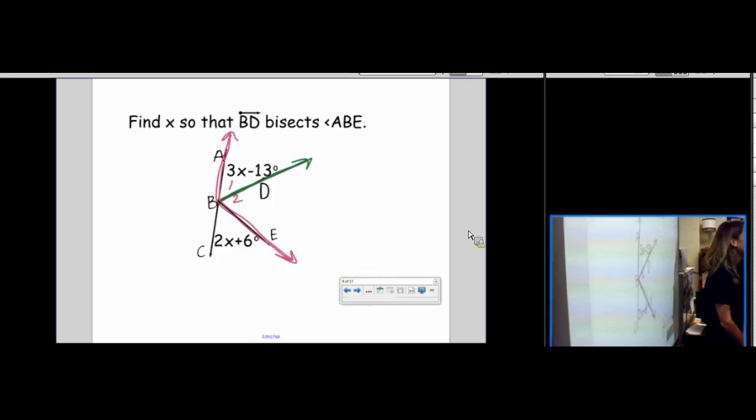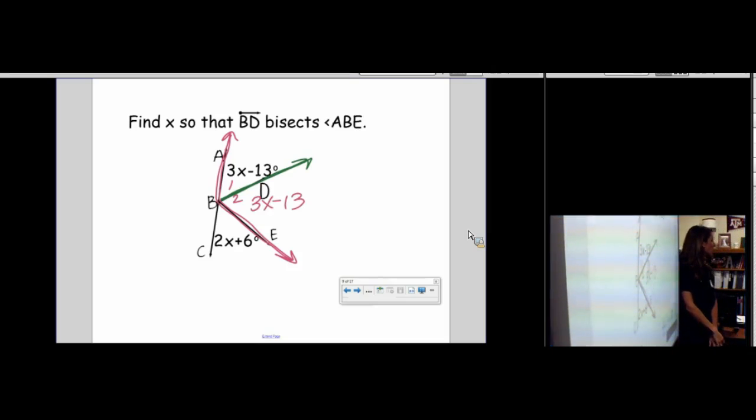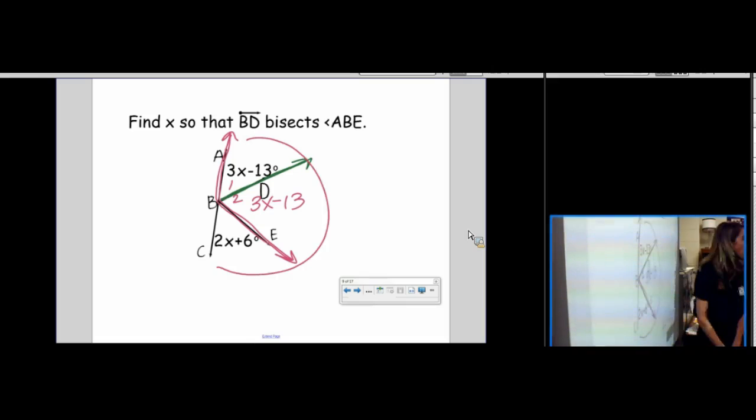angle 1 and angle 2? They should be the same. They should be equal. Now, you can't set 3x minus 13 equal to 3x minus 13, but if they're equal, they should both be 3x minus 13. If they're equal, what's our equation here? Well, part plus part plus part equals whole. All three of these make a straight line, 180.